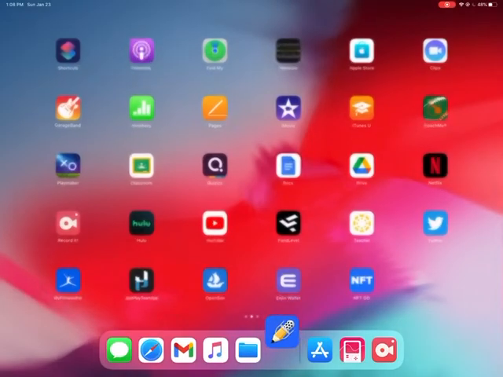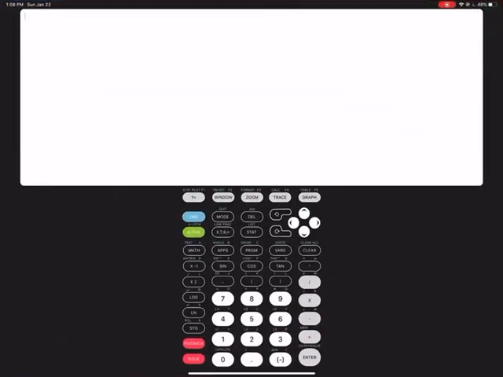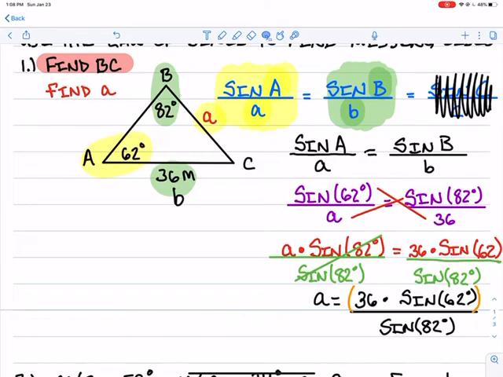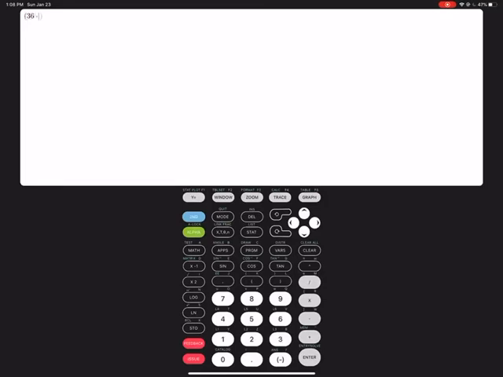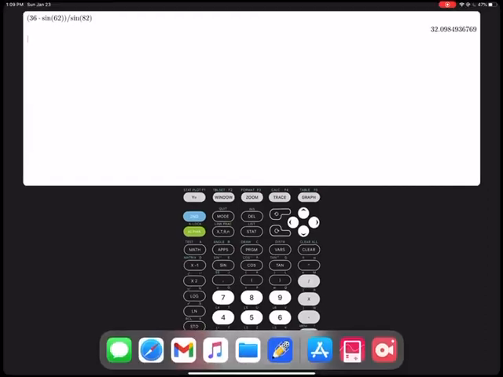All right, let's take a look at the calculator. Hold on, I got to remember what that is. 36 sine of 62, sine of 82. So we have parenthesis 36 times the sine of 62 degrees, and two parentheses to close the numerator. Okay, the numerator's closed. Then we're going to divide by the sine of 82 and close the last parenthesis, hit enter. 32. That's what side A equals.